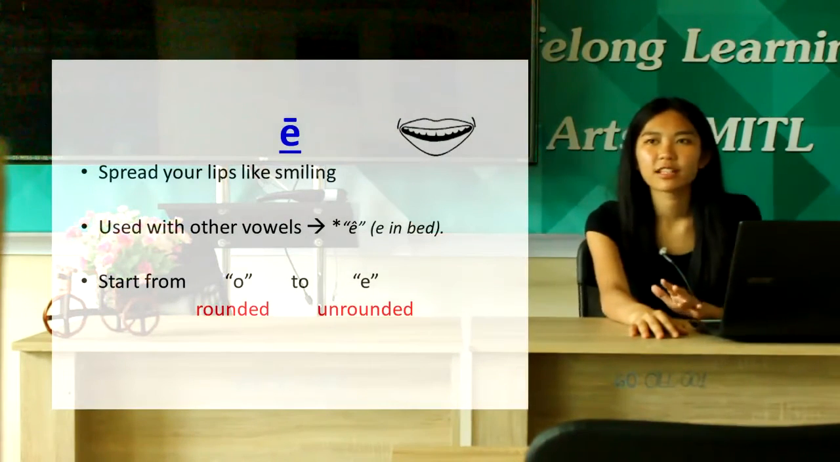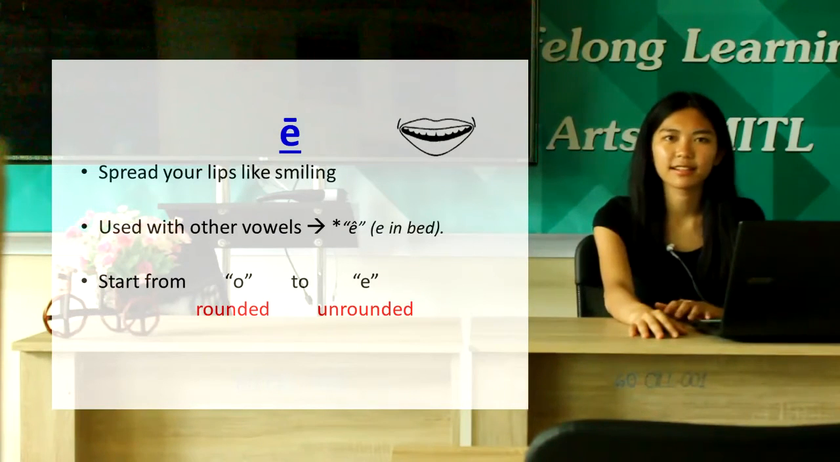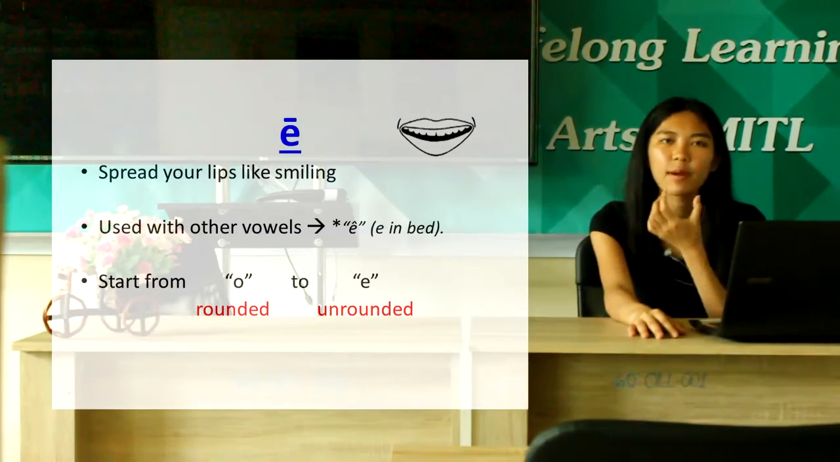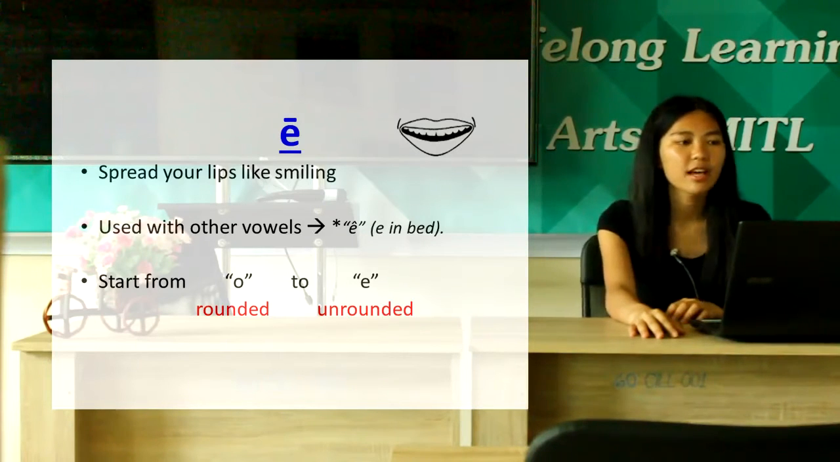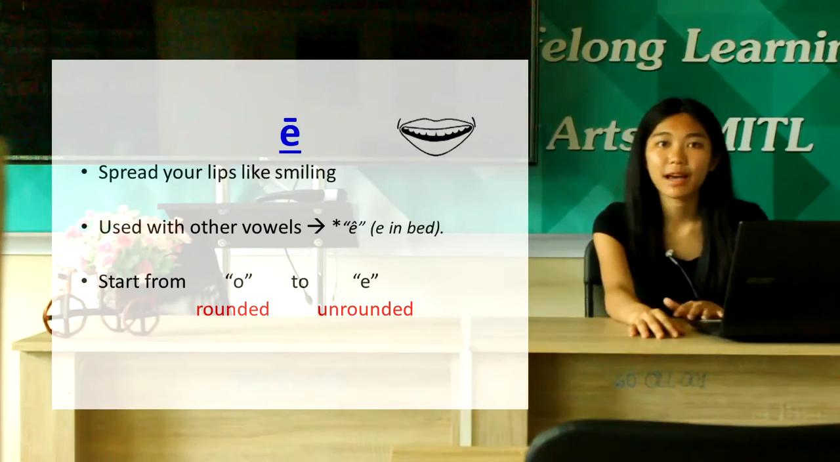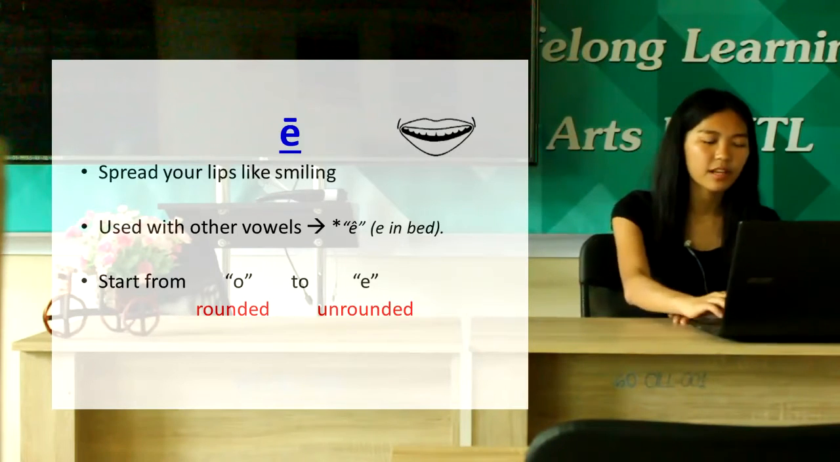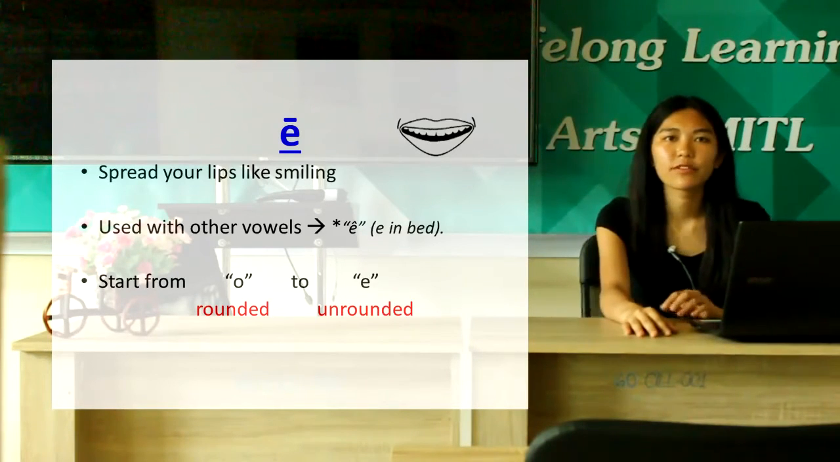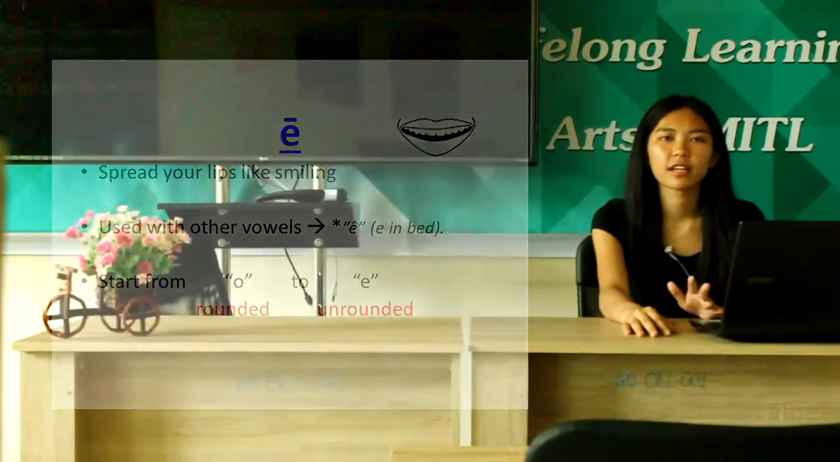The third one is e. Sometimes you might find something disgusting and you may say e. Is this the sound? Remember the lip position and the tongue position. You have to spread your lips like smiling. However, when you use it with another vowel, it will become another sound, like the e in the English word bed, like when you sleep, the bed.